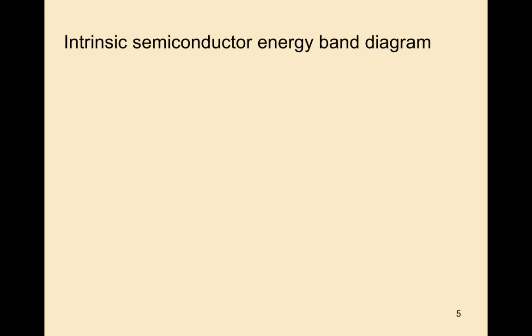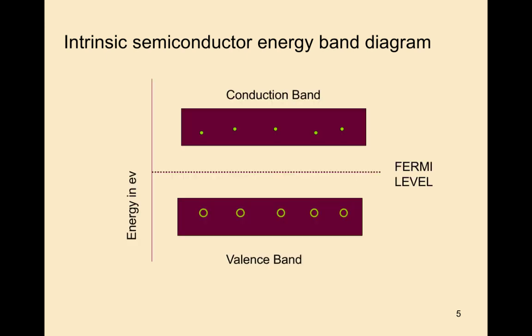Next we observe the energy band diagram of intrinsic semiconductor. This is the energy band diagram, with the conduction band and valence band. Here the number of holes and electrons are equal in intrinsic semiconductor. See in the figure: in the valence band 5 holes are there, and in the conduction band 5 electrons are there. That means holes and electrons are equal in intrinsic semiconductors. The Fermi level lies exactly in the middle between the conduction band and valence band.